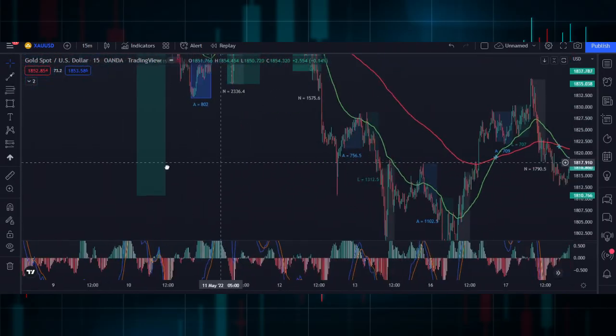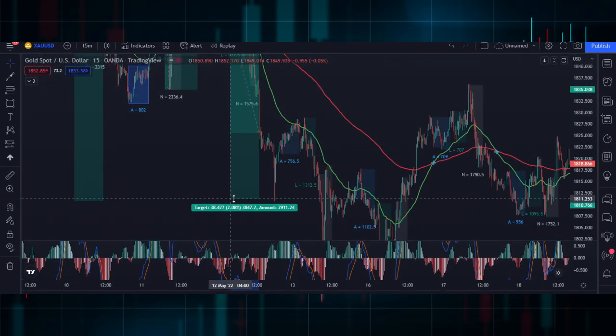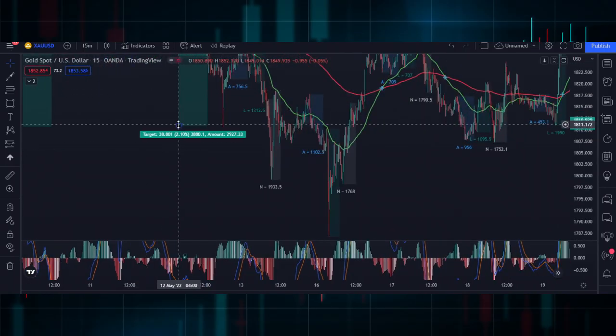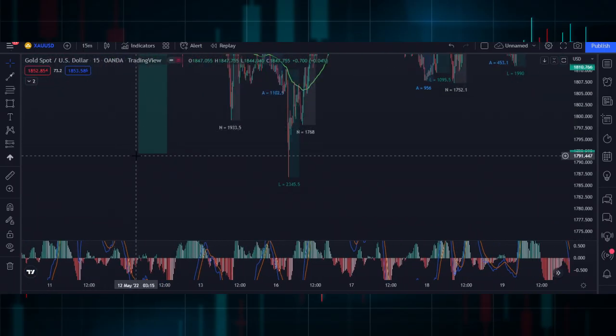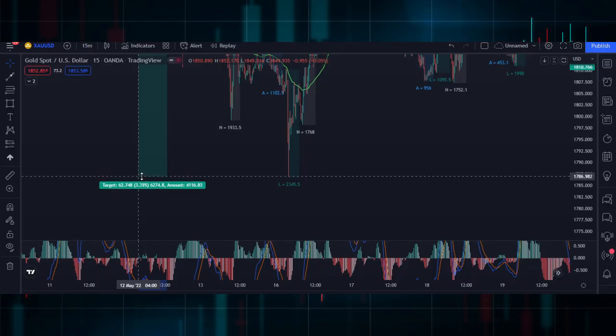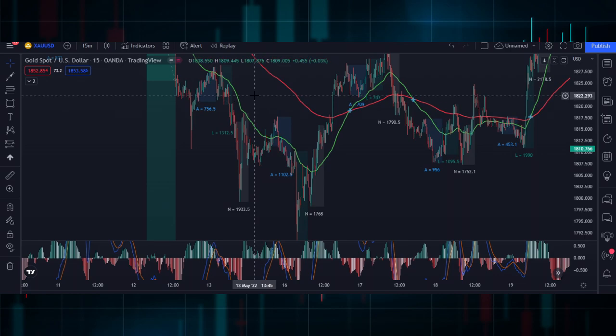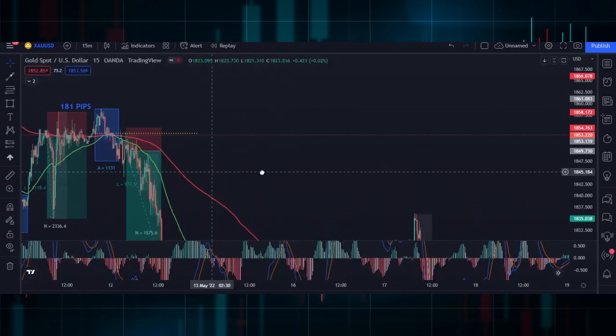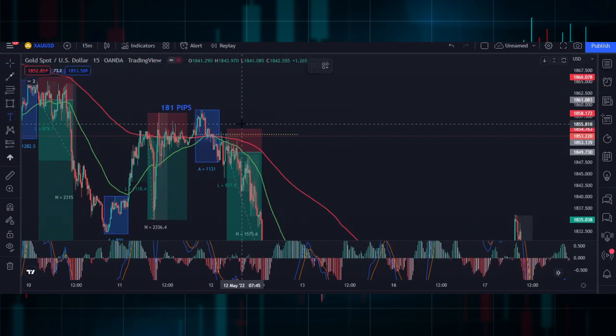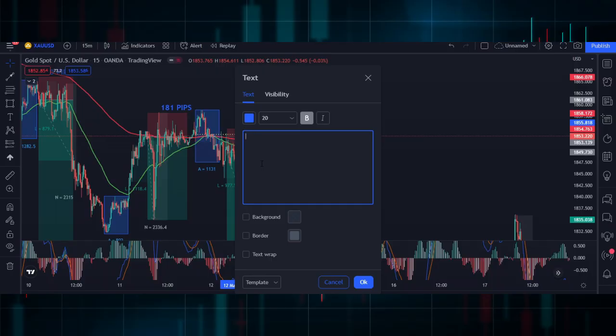And price went all the way down here for 627 pips. 621 pips profit.